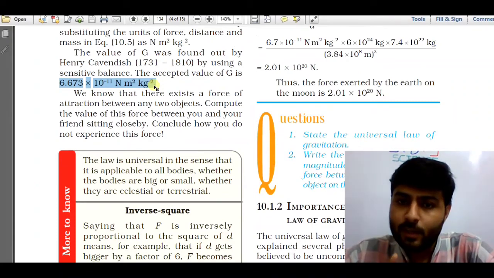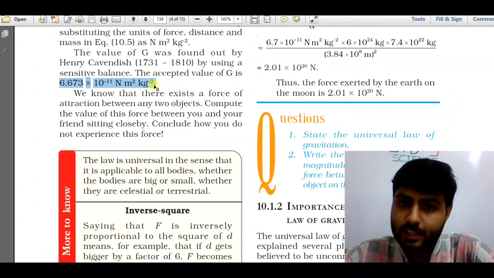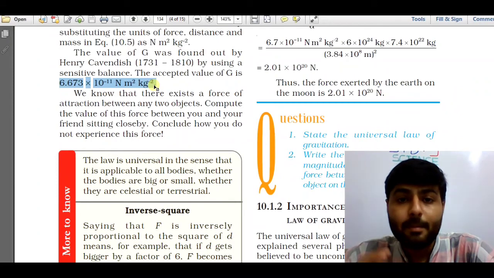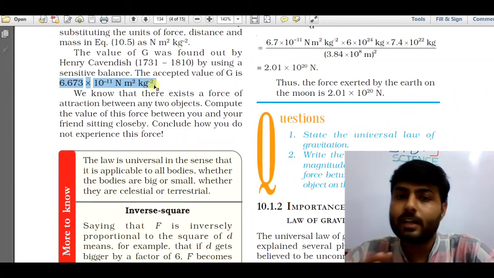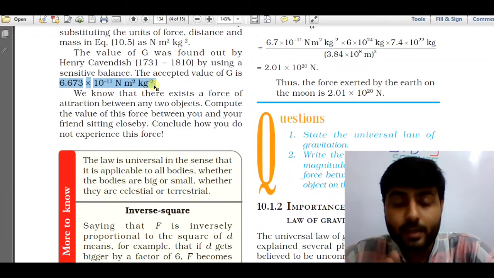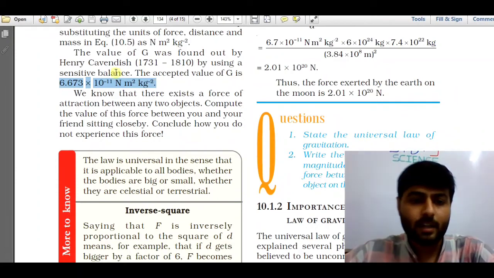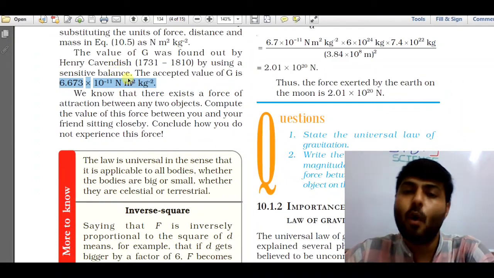Who found the value of G? Henry Cavendish found the value of G, and the accepted value of G is 6.673 multiplied by 10 raised to minus 11, and don't forget to write the SI unit of G, that is Newton meter square per kg square. So mark both points, the SI unit and the accepted value of G.